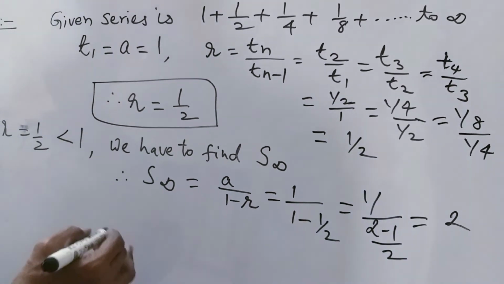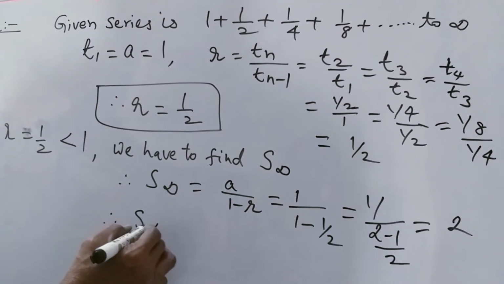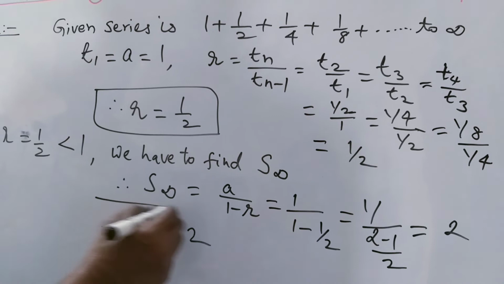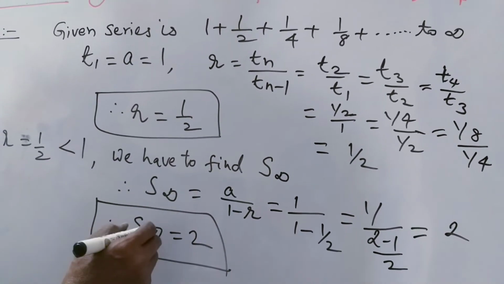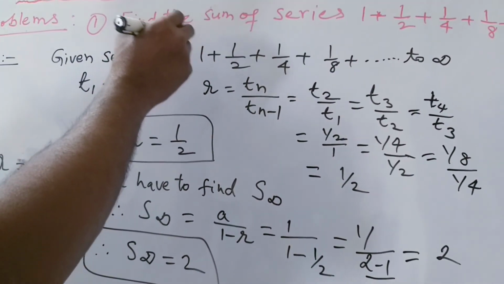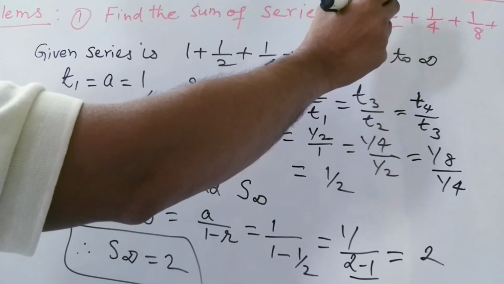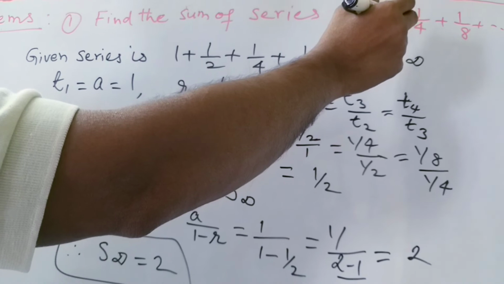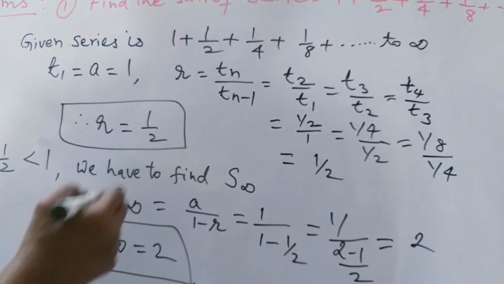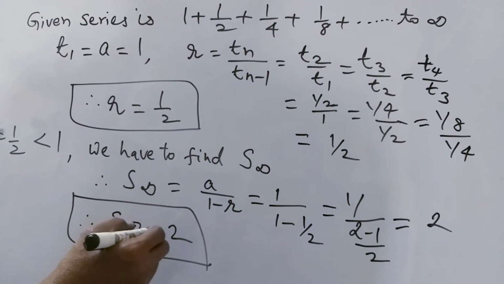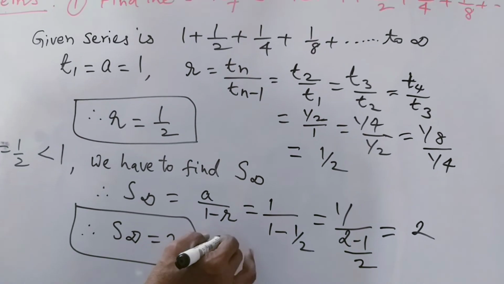Therefore, S infinity is equal to 2. We are asked to find the sum to infinity terms in this series. The sum of the series 1 plus 1 by 2 plus 1 by 4 plus 1 by 8 plus and so on up to infinity terms, S sum to infinity, is equal to 2. This is the required answer.